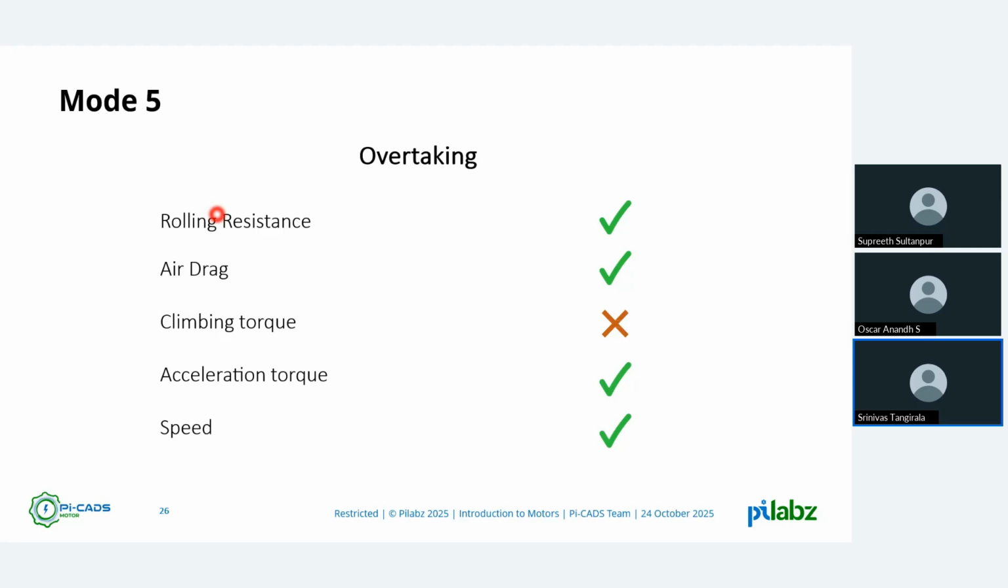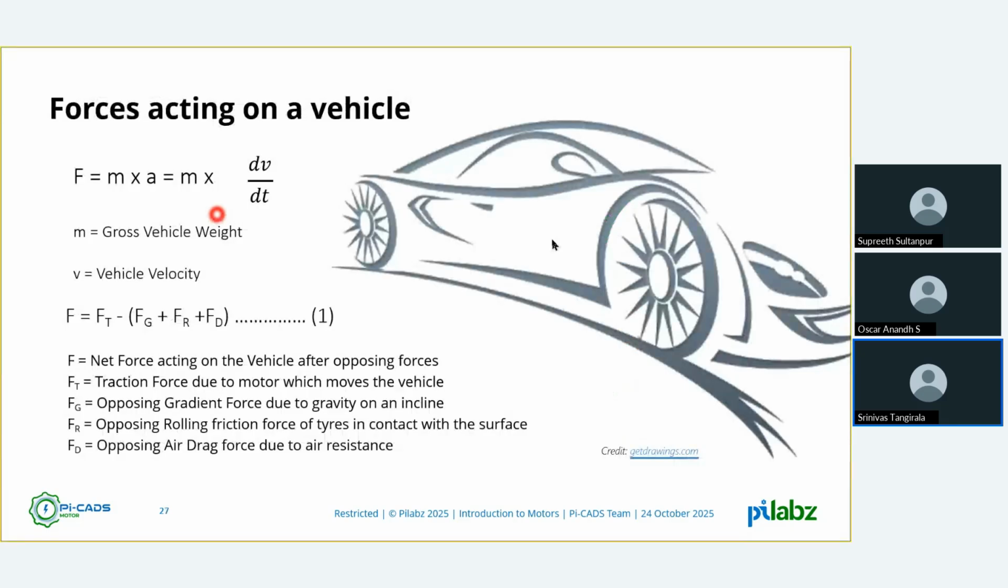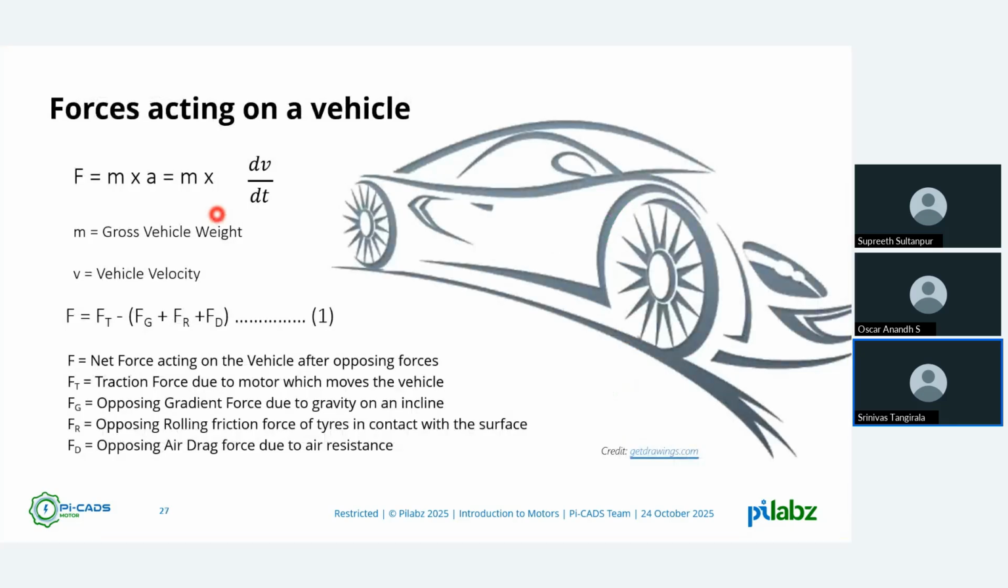So that's when you need more acceleration torque. And of course, there is no climbing torque, but there is air drag because it's not a slow speed. You have some considerable speed, and you will experience air drag, and rolling resistance will also be present. So these are the factors of the 5 driving modes. Okay, we have seen that. Now we will come to the physics of each of these driving modes.